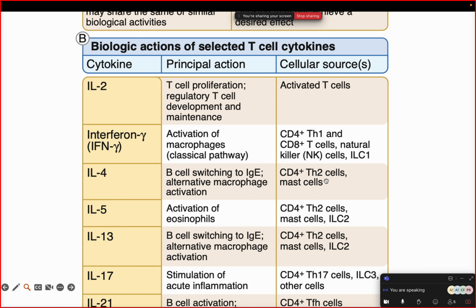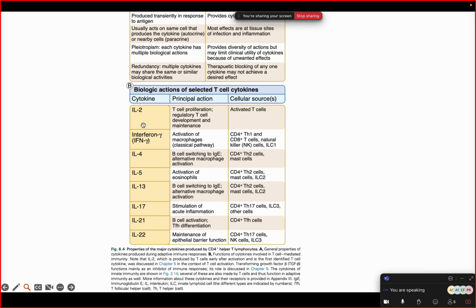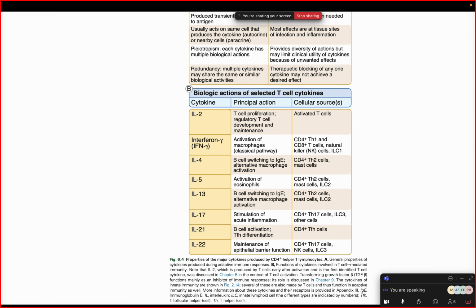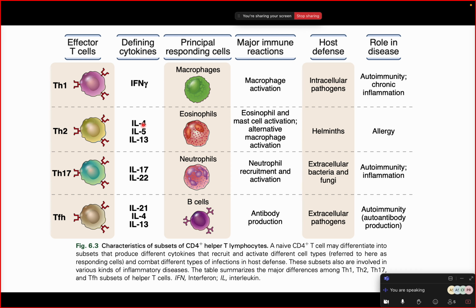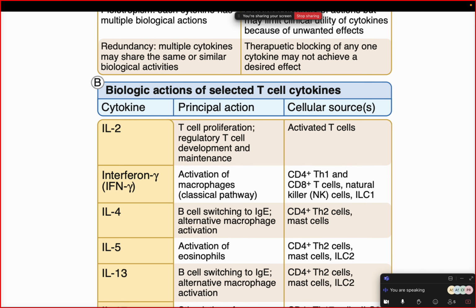Okay. Now if we talk about the biologic actions of T cell cytokines, or specifically T helper cell cytokines. If we say IL-2, which was secreted by which cell? Do you remember? IL-2 was secreted by Th1 majorly, because Th1 is the commonest one, right? This is what we have seen. So all the activated T cells will secrete IL-2. It's a universal interleukin which will be secreted.